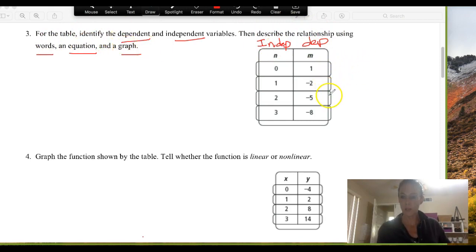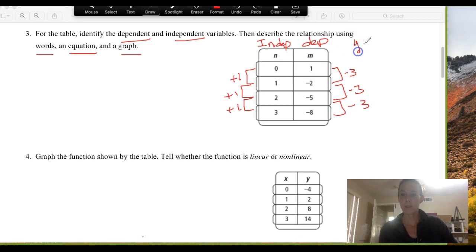Well, let's first figure out the relationship. Let's see how y changes. It looks like my n goes up by 1, which is good. It just increases by 1, okay? And my m, from here to here, I subtracted 3. From here to here, I subtracted 3. From here to here, I subtracted 3. Or I take my 4th value and subtract it to get this. My change, or my common difference, is 3.